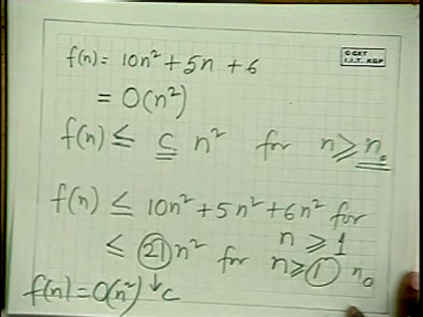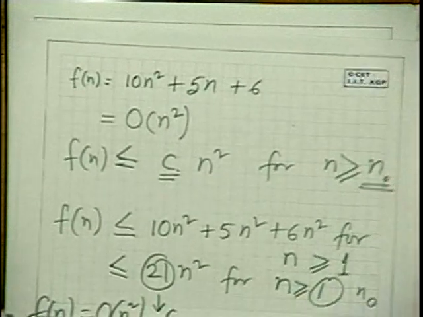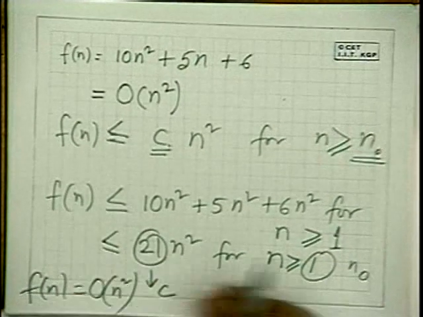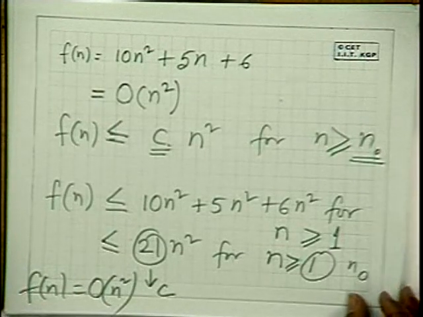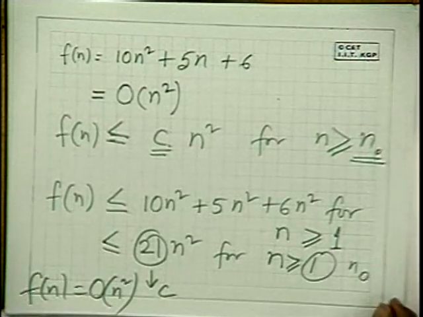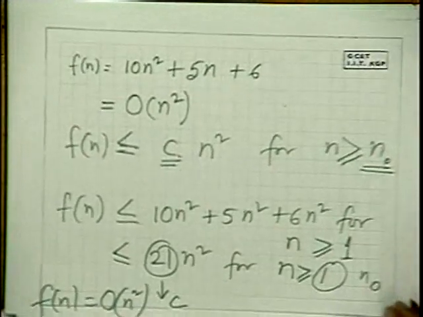Everybody understood? Yes. Sir, here we have chosen Gn as n square, sir. Right. But we have to choose such a G such that. I'm coming to this point. I'm coming to your point. That's a very good question, actually. I'm coming to your point.